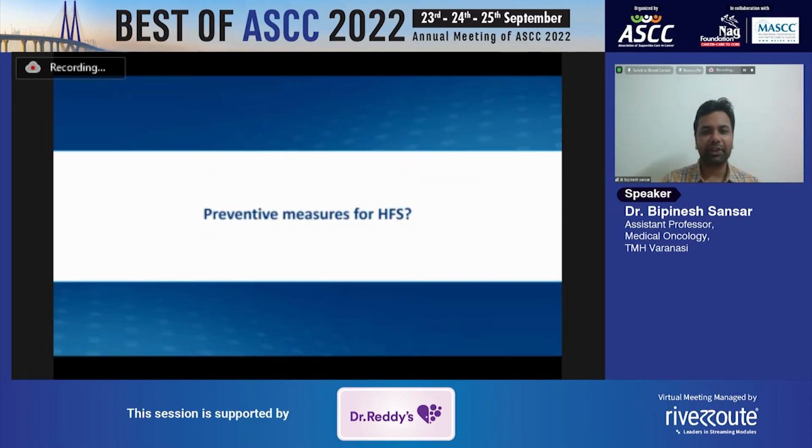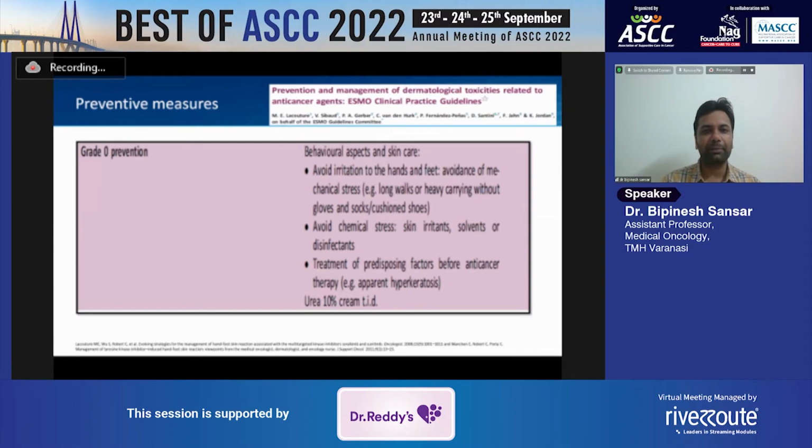So what are the preventive measures for HFS? First and foremost is prevention. With appropriate guidance to the patient, it cannot be completely avoided, but the chances can be reduced. This includes avoidance of irritation, avoidance of mechanical stress, and avoiding chemical stress like skin irritant solvents directly with the hand. We should also see if there are any calluses before starting chemotherapy, so that they can be taken care of beforehand. Urea 10% cream can be used, but very clear data is not there. But most of the time, its use helps in the prevention of HFS.